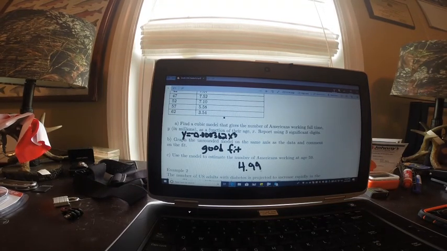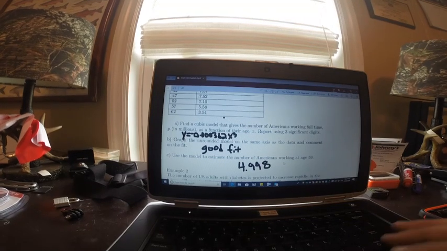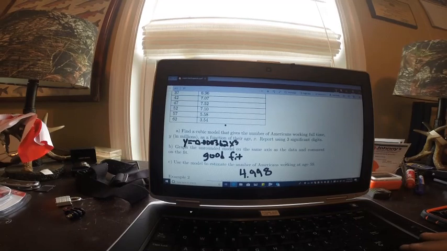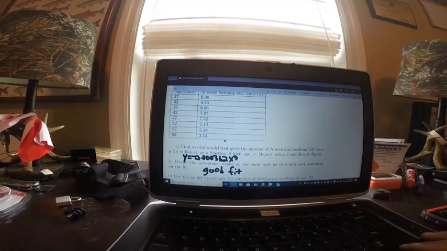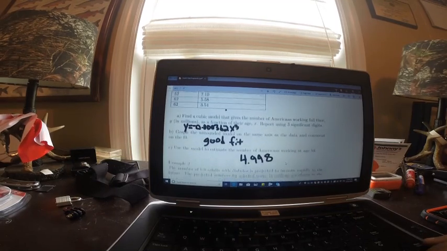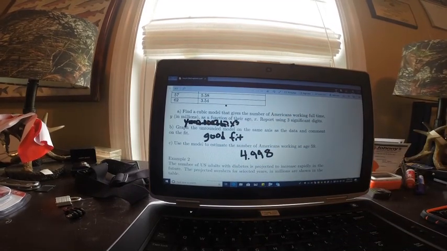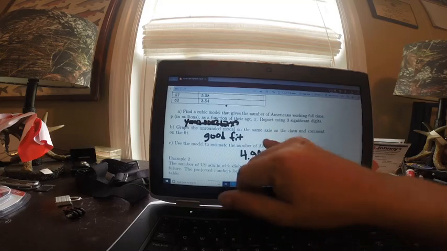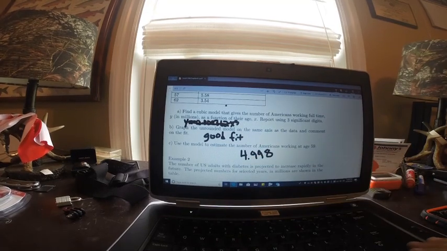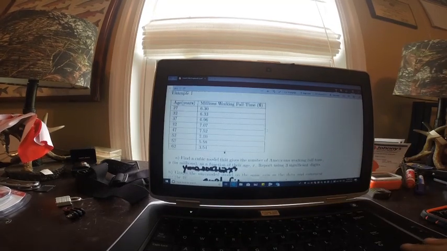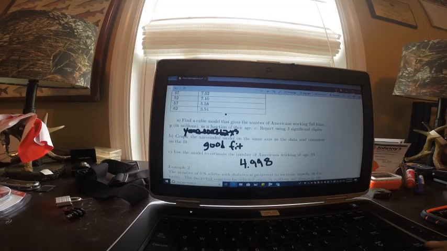4.998. Okay. And if it tells you to round to however many decimal places, just go ahead and do what it tells you to do. But that is our answer for example 1. So we had our function, we wrote it on the board, we didn't wind up finishing it here, so don't pay too much attention to that. We put it on the board, had a good fit, and at age 59 we expect 4.998 million to be working full time. Easy enough.